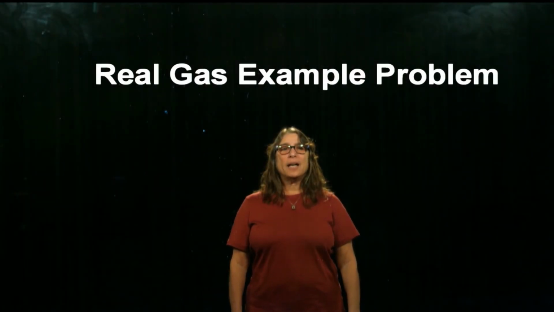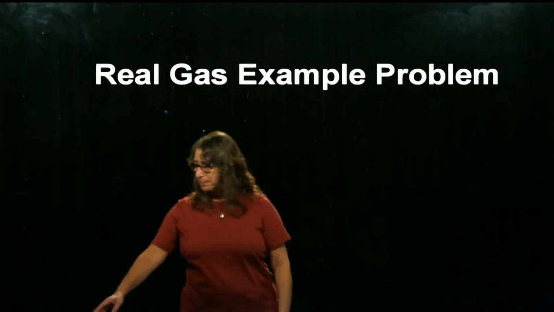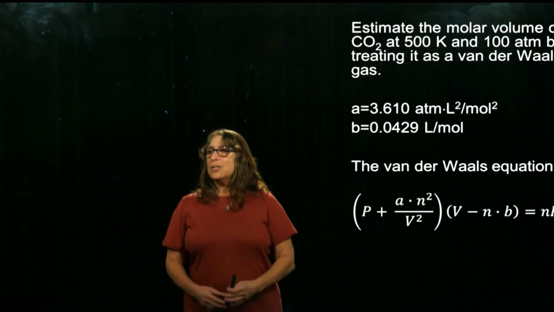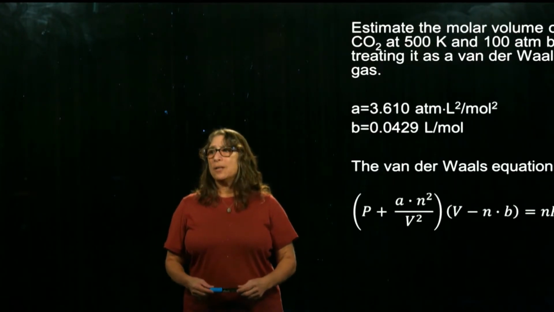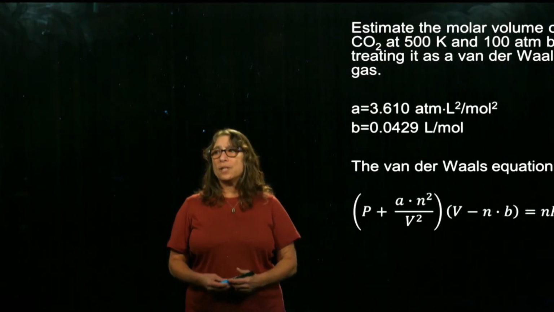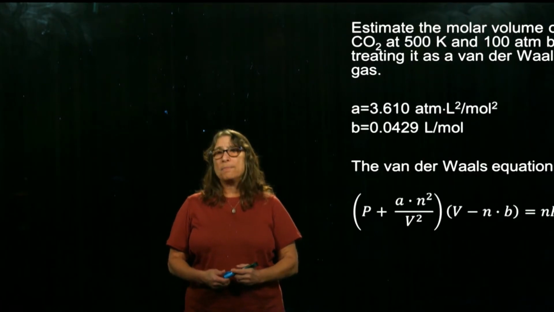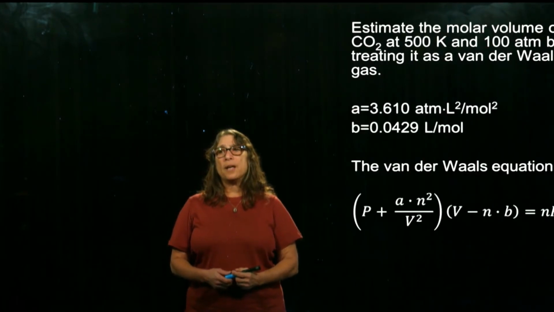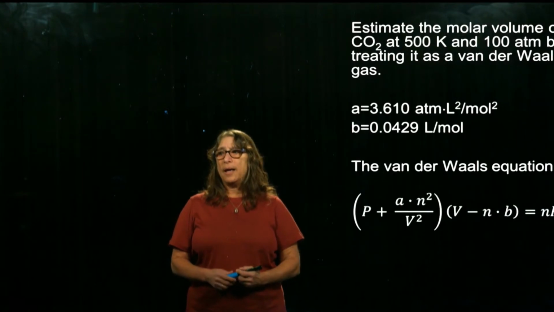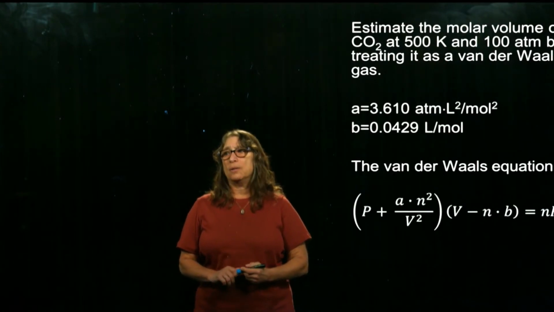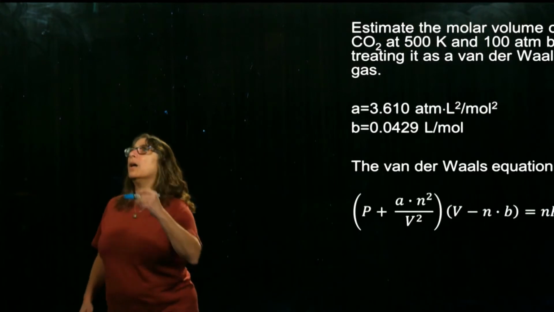This is a real gas example problem. So this says estimate the volume of carbon dioxide at 500 degrees Kelvin and 100 atmospheres by treating it as a van der Waals gas. We're given the A and B van der Waals coefficients and the van der Waals equation. So let's write down what we know.